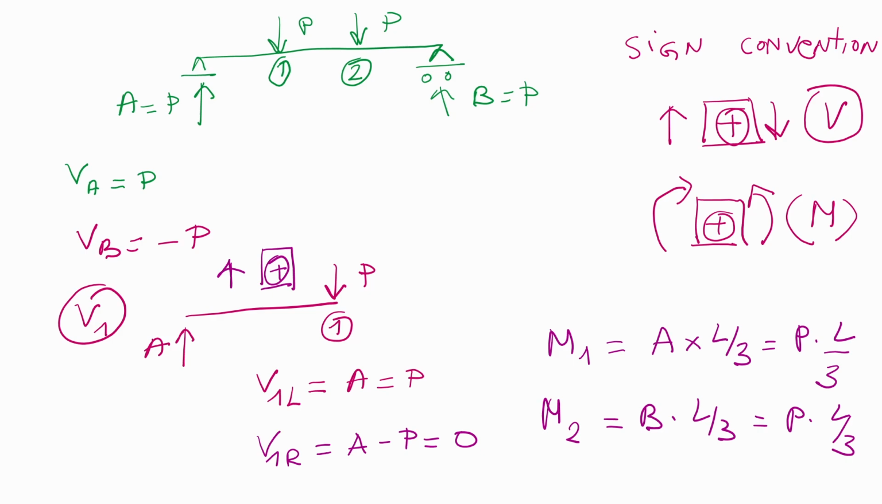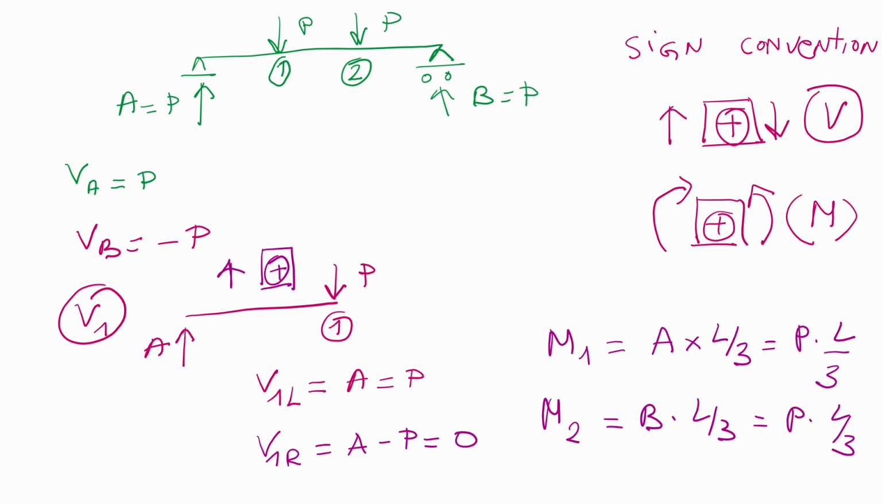In the first case, you don't see anything else except the reaction at point A. That means that your shear at point 1 left will be equal to P. Your shear at point 1 right side, you will have reaction at support P, which is positive, and we need to take into account the force P, which in this case will be P minus P is equal to 0.